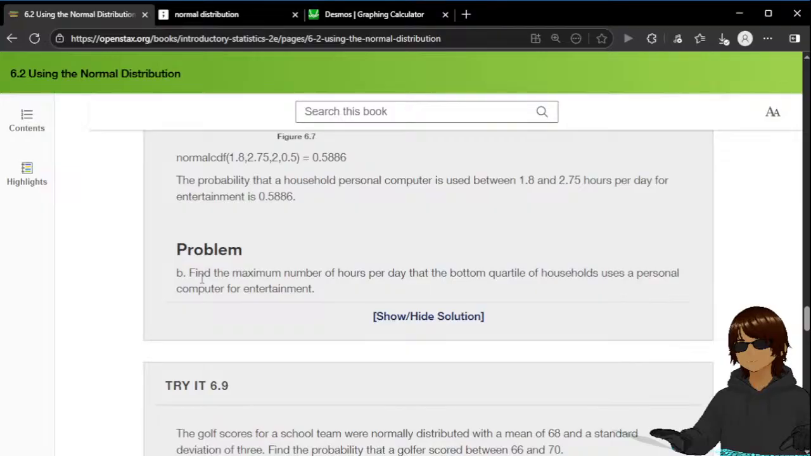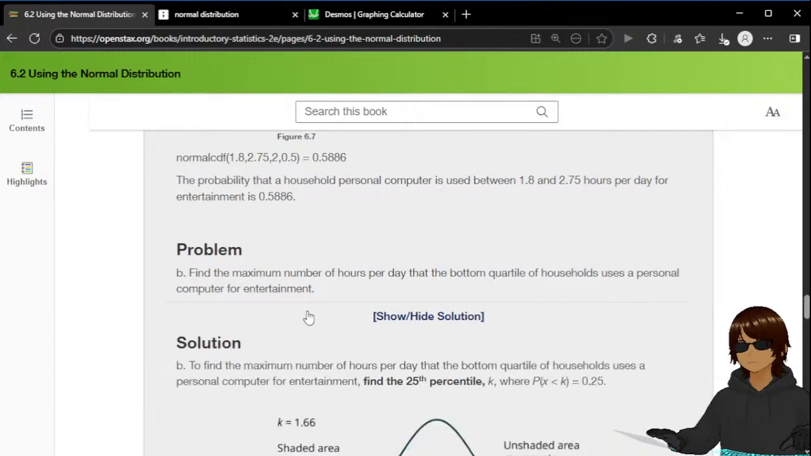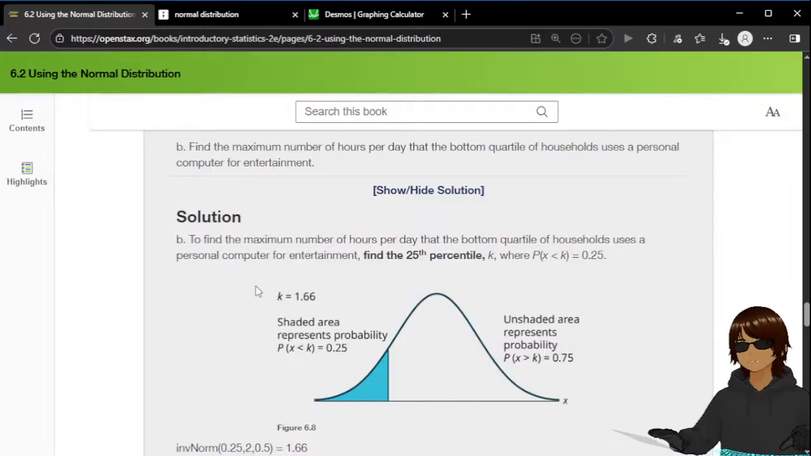Okay. And the maximum number of hours per day that the bottom quartile of the households uses a personal computer. So the bottom 25%, right? So we have to use the inverse norm.